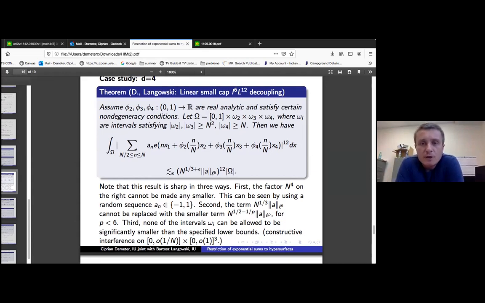And this is just one example. I don't think it's the time to get into any details. There's a result that we prove for arbitrary real analytic functions, just subject to various non-degeneracy conditions.